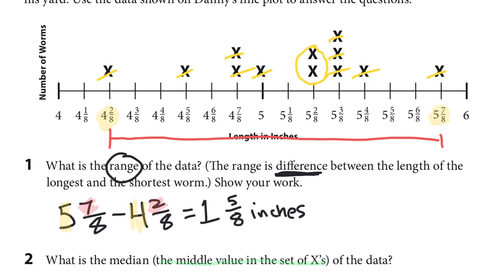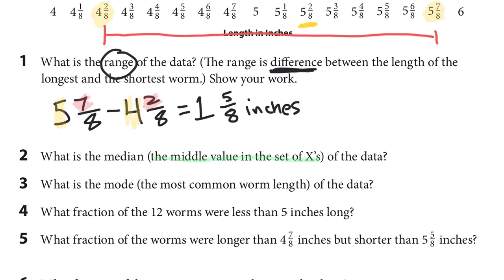I do have 2 x's. Sometimes you'll have 1, sometimes you'll have 2. Fortunately, these 2 are on the same number. My median is 5 and 2/8. Let's write that down. Don't forget to label. Then it says, what is the mode?